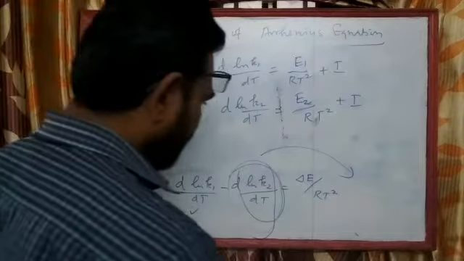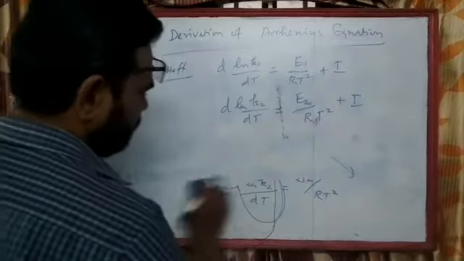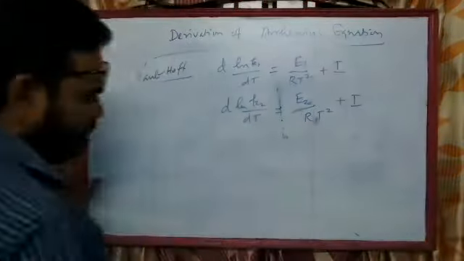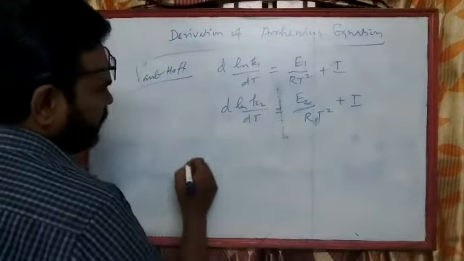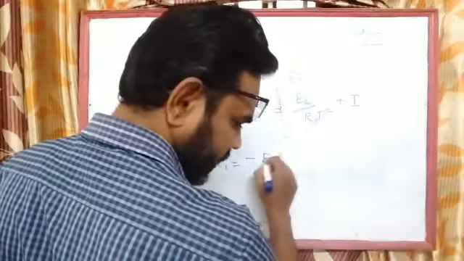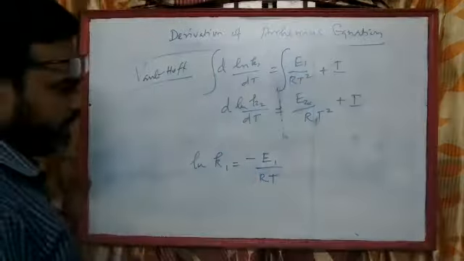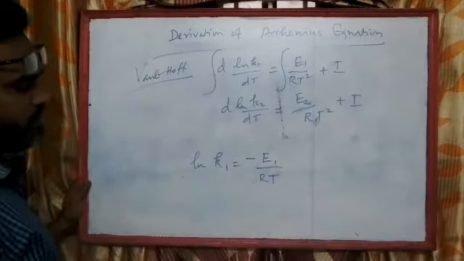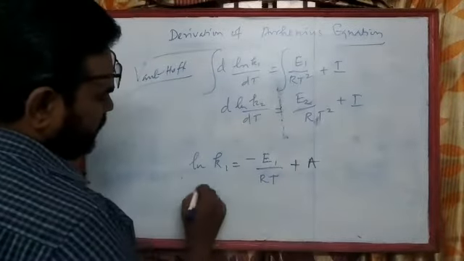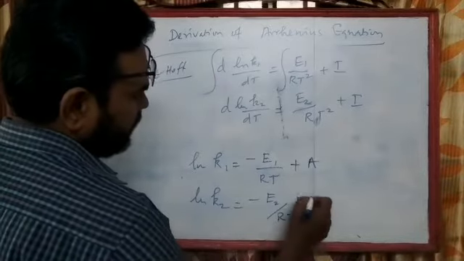So I can write this altogether. By integrating this equation, you can write ln K1 is equal to minus E1 by RT plus constant A. Similarly, ln K2 is equal to minus E2 by RT plus a constant A.